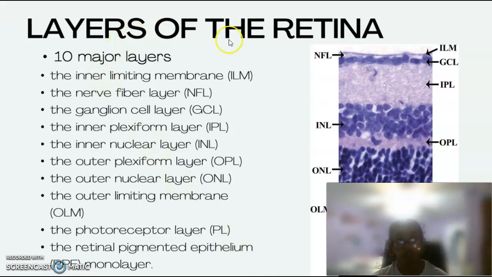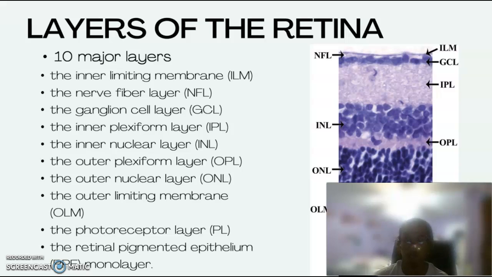Here we'll be going a little deeper into the retina, and we'll be looking at the layers of the retina. So histologically, the retina can be divided into 10 primary layers, which are the inner limiting membrane, the nerve fiber layer, the ganglion layer, the inner plexiform layer, the inner nuclear layer, the outer plexiform layer, the outer nuclear layer, the outer limiting membrane, the photoreceptor layer, and the retinal pigmented epithelium monolayer.